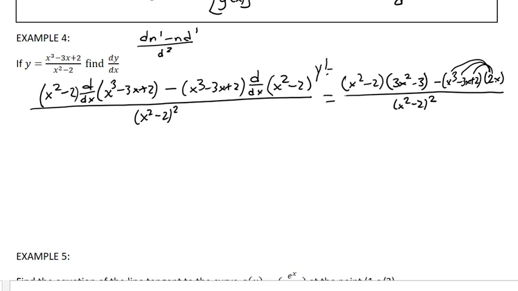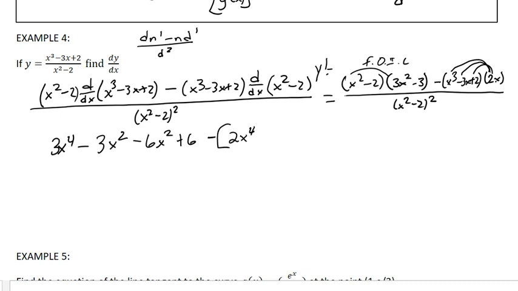So if I FOIL the first one, it will give me 3x to the 4th, minus 3x squared, minus 6x squared, plus 6, and then minus, and I'm going to put all of this in parentheses because I have to distribute the 2x. So it would be 2x to the 4th minus 6x squared plus 4x all over x squared minus 2 squared.